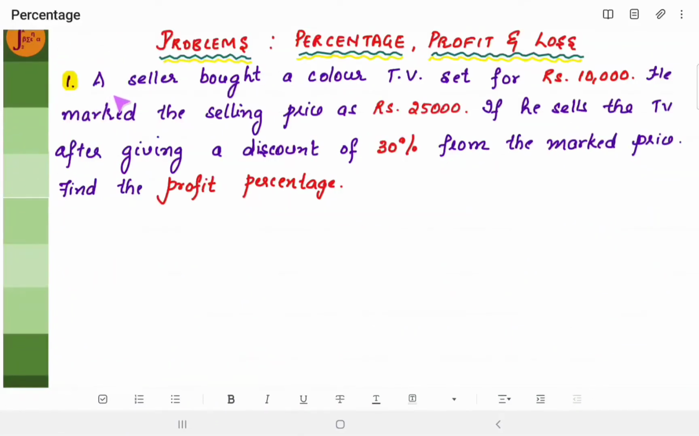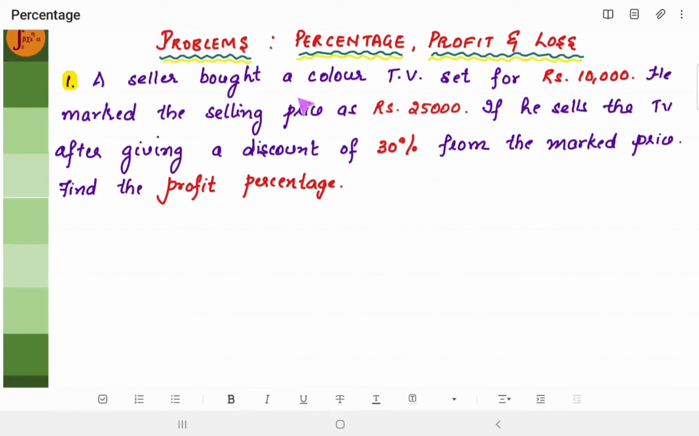Let us solve this problem where a seller bought a color TV set for rupees 10,000. He marked the selling price as rupees 25,000. If he sells the TV after giving a discount of 30% from the marked price, find the profit percentage.